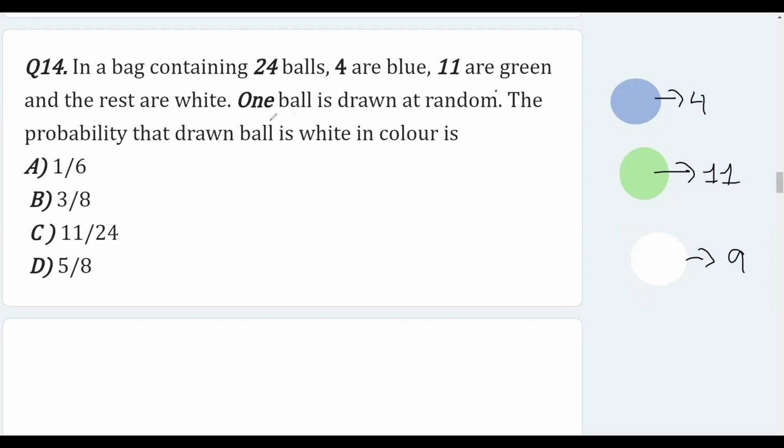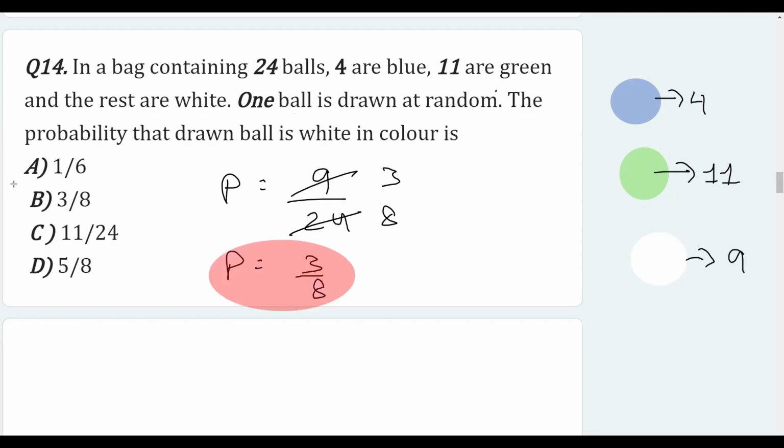And we have to find the probability for the white ball. As you know, the probability is the number of favorable observations divided by total number of observations, or number of favorable items divided by total number of items. So if I reduce, this is divisible by 3, 3 times 3 is 9, 3 times 8 is 24. So it comes out to be 3 by 8. So we have the correct option here, that is 3 by 8, which is option B.